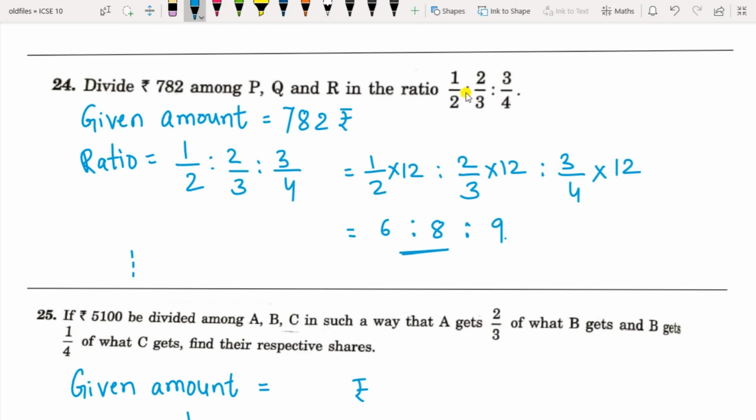Same question, but if the ratio is given in the form of fractions, you have to convert it into whole numbers. Take the LCM of the denominators and multiply each fraction by the LCM, and you get this ratio in whole numbers. And now the same process: sum of the ratio and share of each member, that is P, Q and R.